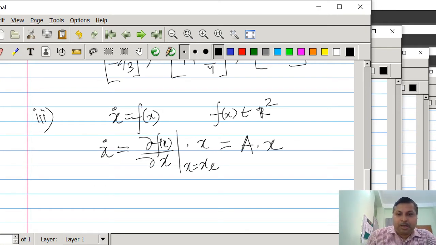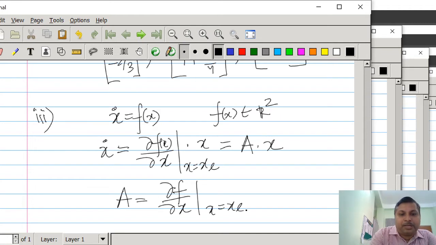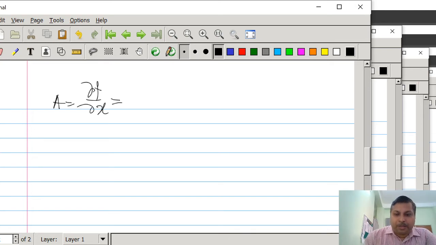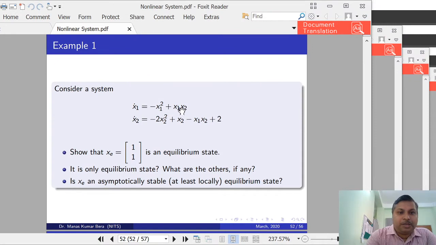So basically from the definition we can say that A equal to del f by del x, and you have to compute that at x equal to xe. Fine, so let us calculate that one. What will be del f by del x? Because f has two components, f1 and f2. So what are f1 and f2? f1 is minus x1 square plus x1 x2, and f2 is minus 2x2 square plus x2 minus x1 x2 plus 2. So this is f1 and f2.